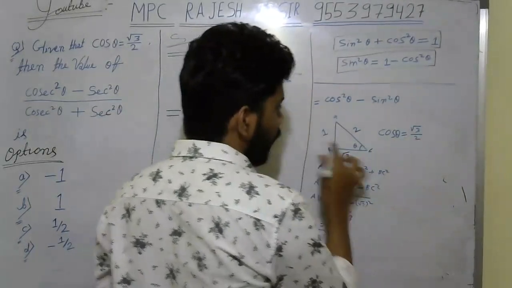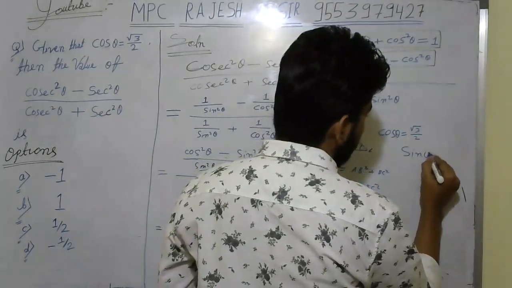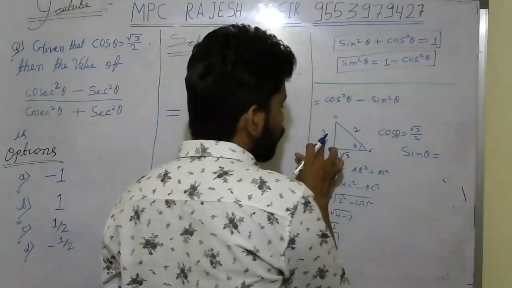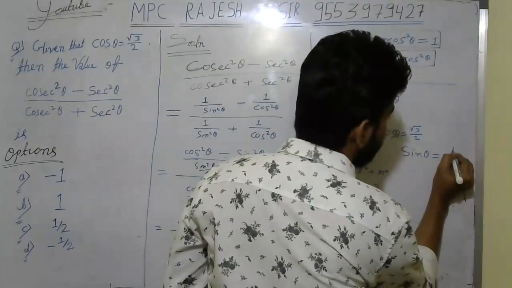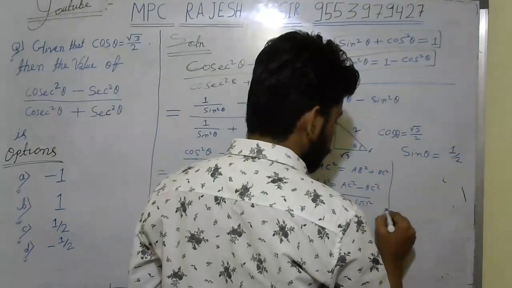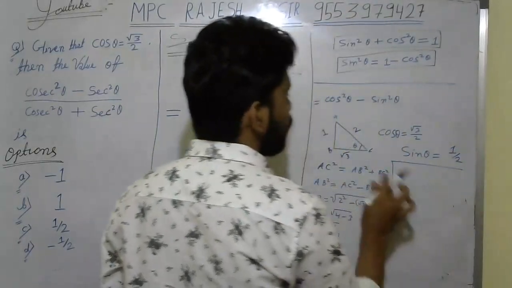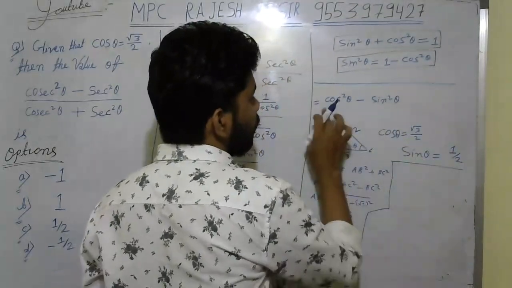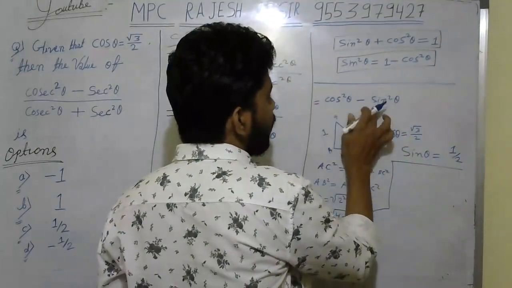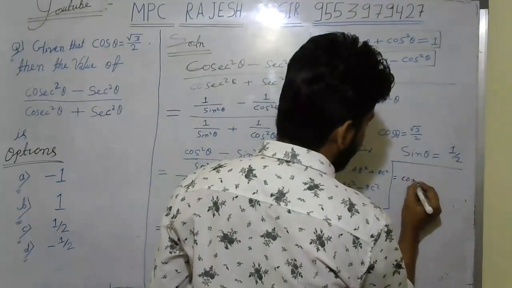From that we can find the sin theta also. Sin theta is equal to what? Opposite by hypotenuse, which means 1 by 2. Okay, fine. Cos theta and sin theta we got. Now cos square theta minus sin square theta. Both values are given, so do the same thing here.